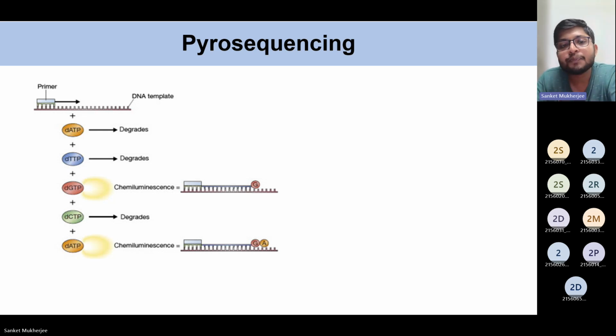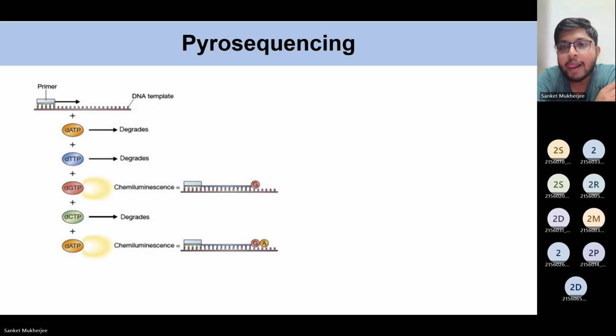So pyrosequencing means, whenever there is an incorporation of a base, what would happen? There will be a fluorescence signal. An extra phosphate group will be produced, and this phosphate group will be helpful in this reaction. Whenever this inorganic phosphate is produced, at that moment this reaction happens, oxyluciferin forms and light is produced.